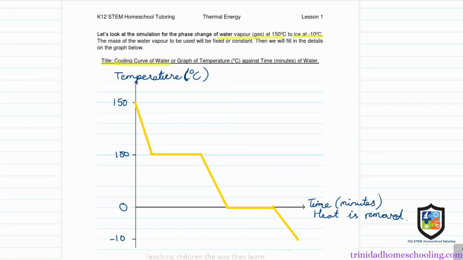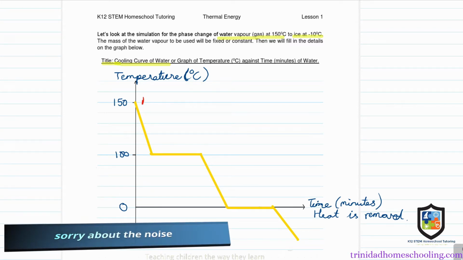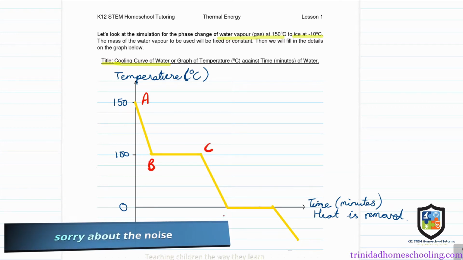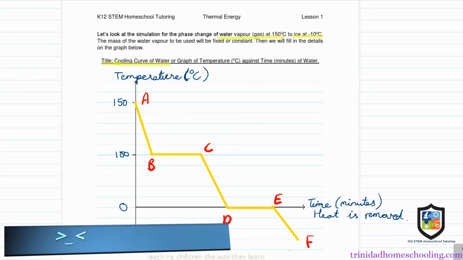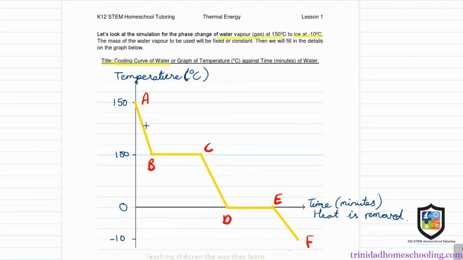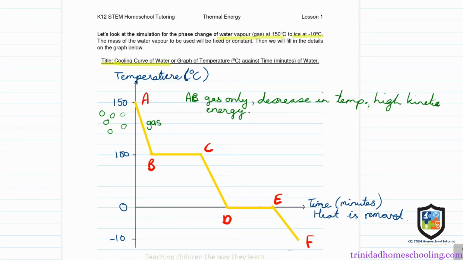So now let's write in our important points. I'm going to label, starting here, A, B, C, D, E, and F. We're going to write what is happening between these stages and at these stages. Between A and B we have gas only. The gas molecules are spaced out, with high kinetic energy. We're seeing a decrease in temperature, so you could write that in. So at AB we have gas only, a decrease in temperature, and high kinetic energy. Heat is removed, while the molecules have high vibration.